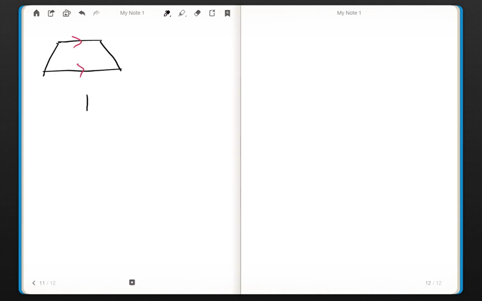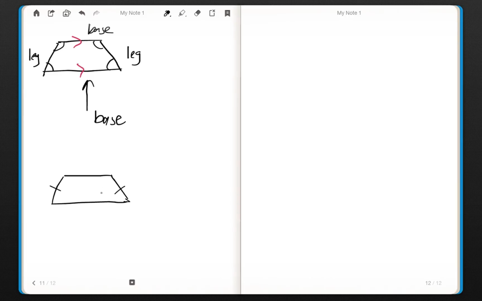Sometimes this is referred to as your base, depending on how you orient this thing. This is also a base, because you can flip it upside down and it's the same deal. And these are called your legs. Leg, leg. These are our base angles here. And there you go. Now we can have what's called an isosceles trapezoid. That's when the two legs are congruent.